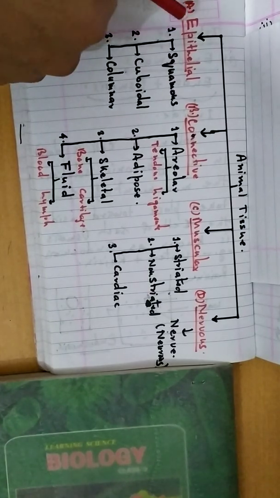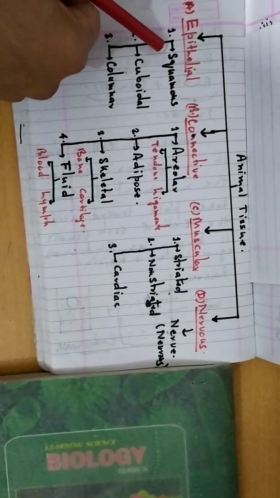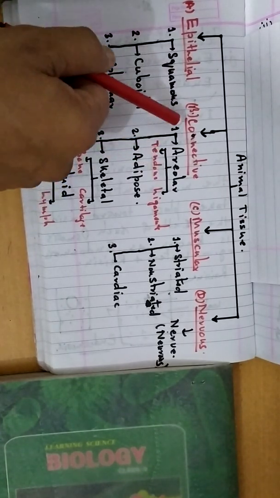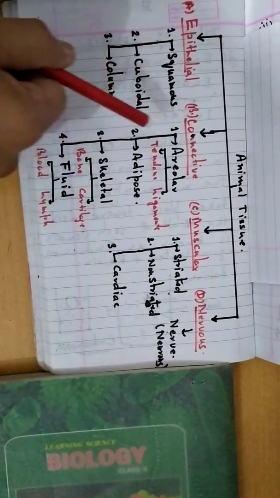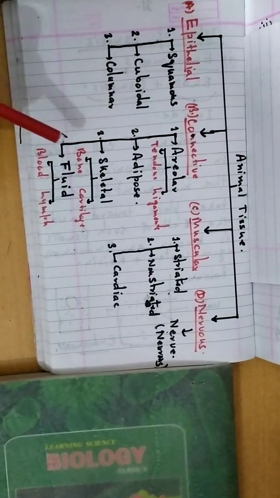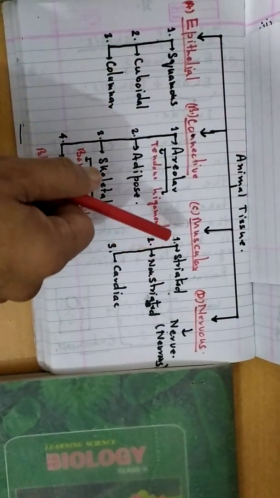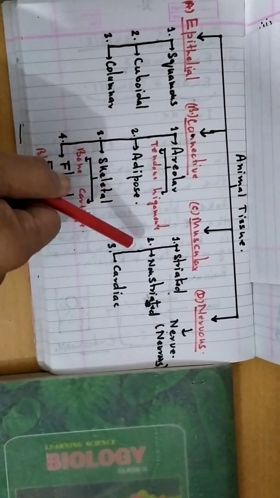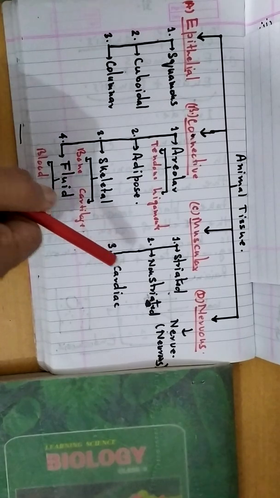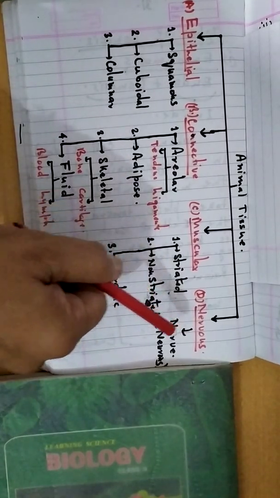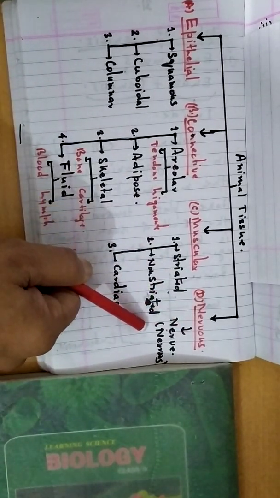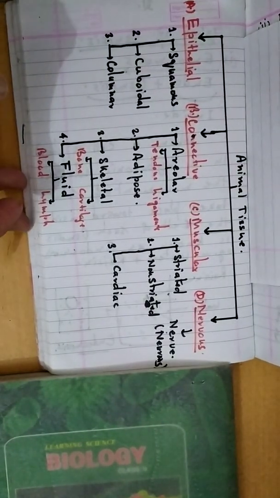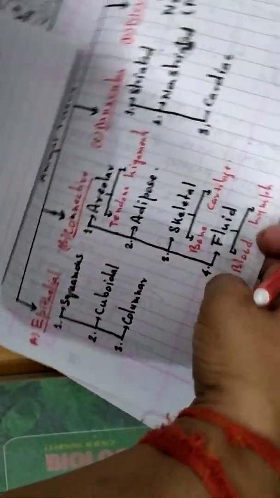Now further, epithelial tissue can be divided into squamous, cuboidal and columnar. Likewise, connective tissue can be divided into areolar, adipose, skeletal and fluid. Muscular tissue can be divided into striated, non-striated and cardiac, and nervous tissue can be studied in only one part, that is neuron. Now we will move to epithelial tissue.